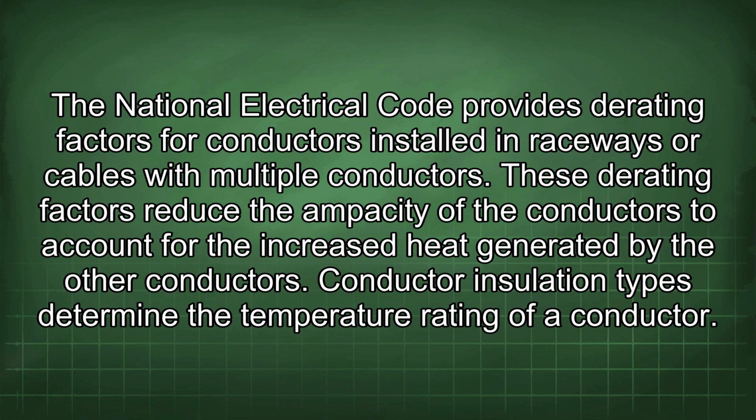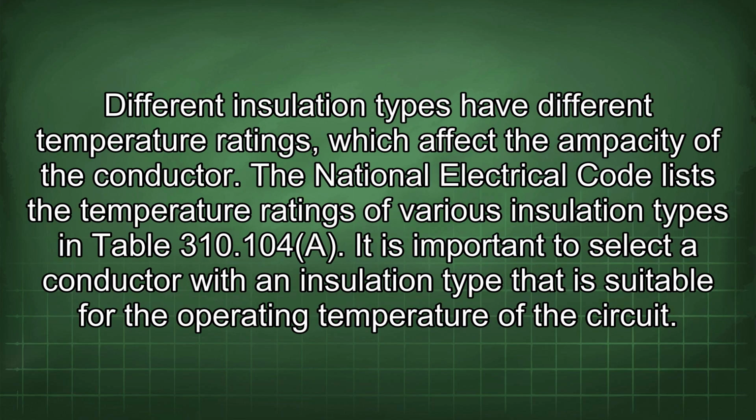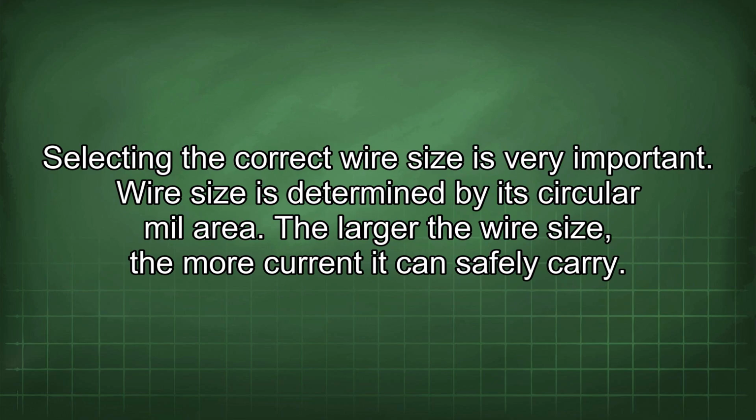Conductor insulation types determine the temperature rating of a conductor. Different insulation types have different temperature ratings, which affect the ampacity of the conductor. The National Electrical Code lists the temperature ratings of various insulation types in Table 310.104(A). It is important to select a conductor with an insulation type that is suitable for the operating temperature of the circuit. Selecting the correct wire size is very important.